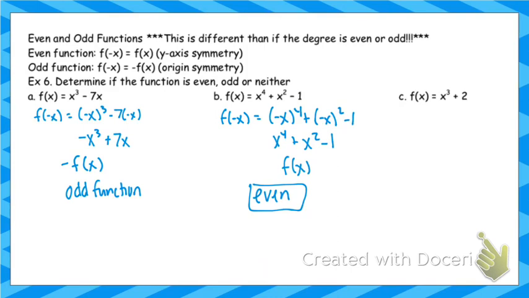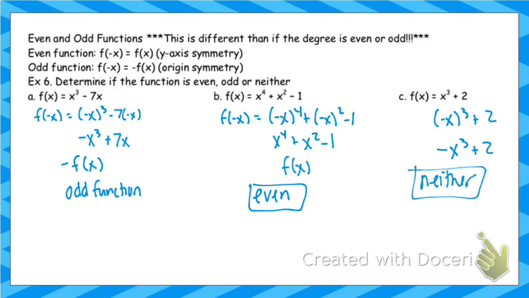All right, then let's look at this last one. If I plug in negative x, I get negative x cubed plus 2. Well, that's not exactly a negative of the entire function. It's also not the exact same. So this is neither an odd nor even function. Even though it has an odd degree, it's not necessarily an odd function.